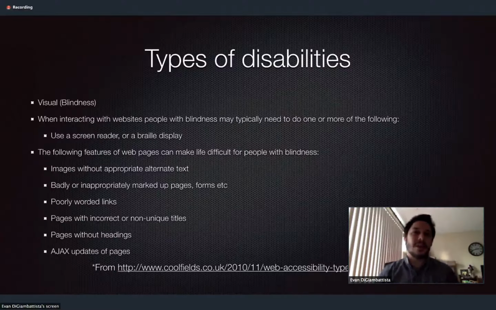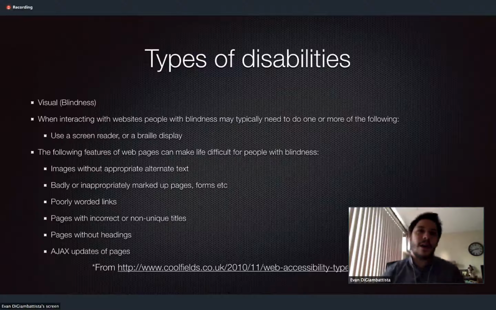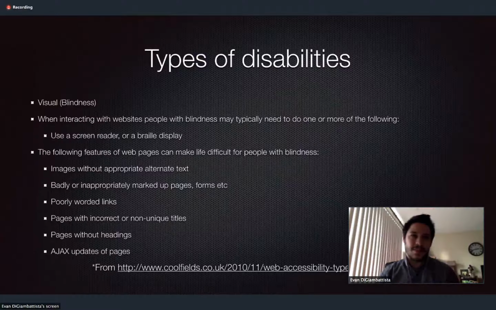So, like I said before, people who are blind will use a screen reader or braille display. And these are some things that sort of make life difficult. Images without appropriate alternate text, that would be sort of like the alt attribute on an HTML tag. Badly or inappropriately marked up pages or forms, poorly worded links, pages with incorrect or non-unique titles, pages without headings. Headings are actually really important, just to allow a user to know exactly where and of what importance things on a page are. And then finally, AJAX updates.